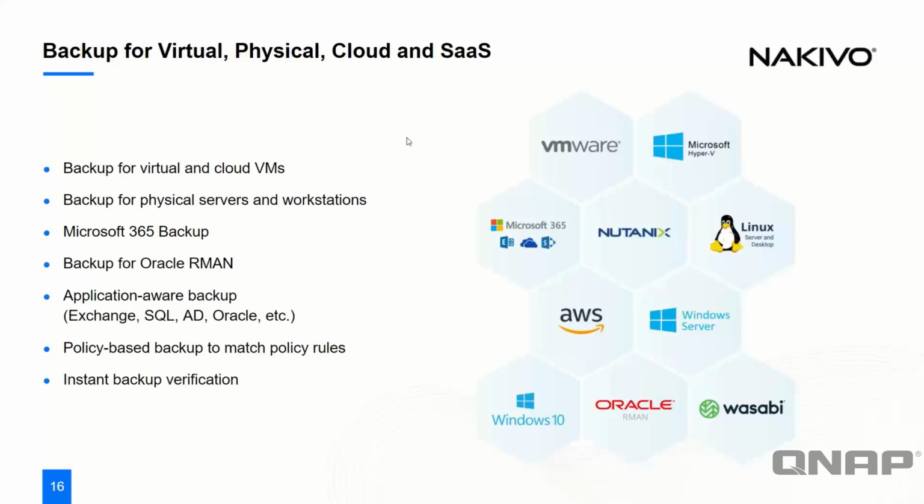Speaking about the policy-based backup, this enterprise feature allows you to set up policy rules. And based on these rules, the machines will be added to the job automatically. It can search by VM name, tag, location, data store, power state, even IP address.